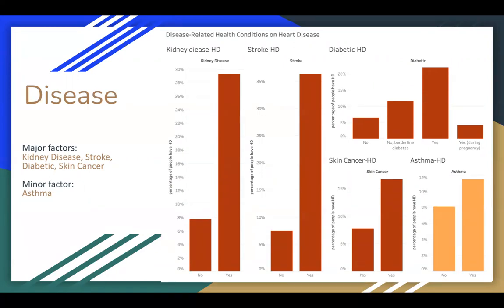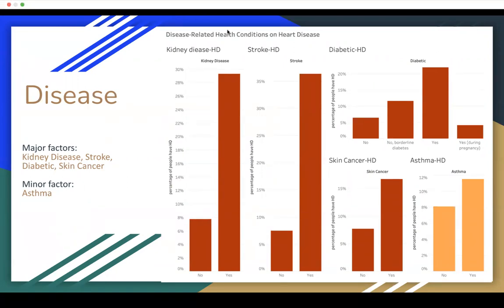We can see that the major factors are skin cancer, stroke, kidney disease, and diabetes, and the minor factor is asthma. From this dashboard, we conclude that other diseases like stroke, kidney disease, asthma, skin cancer, and diabetes will increase the possibility of getting heart disease. It's important to maintain good health conditions because getting one disease makes it more likely to get more diseases.